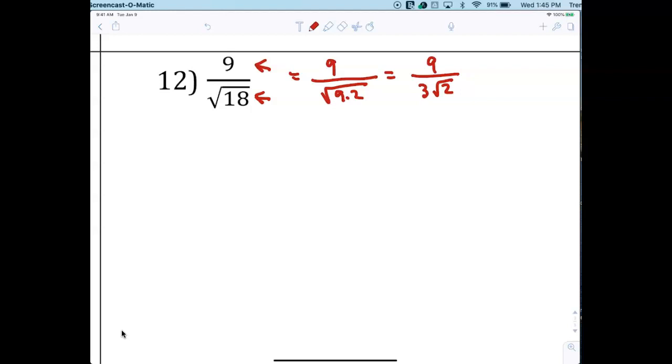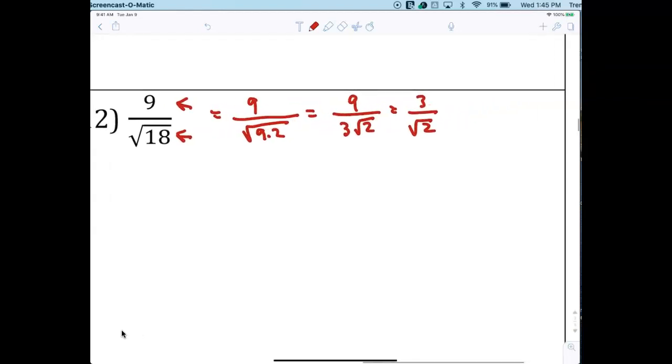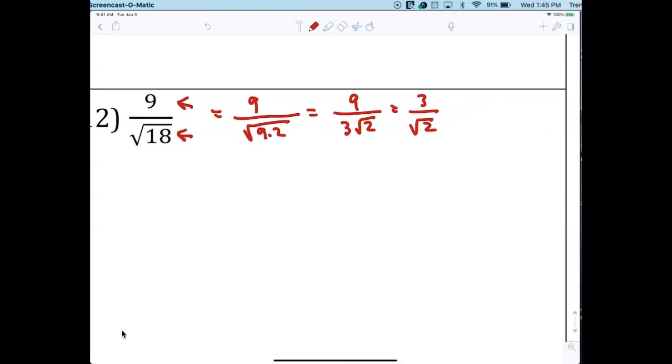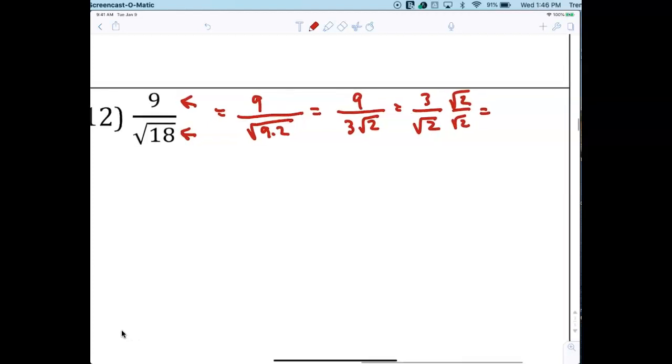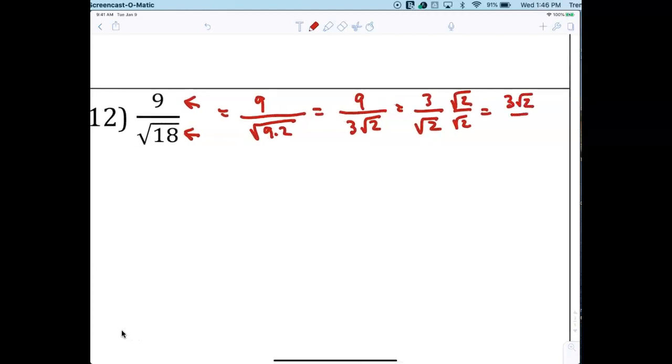Now, why did I do that? Because the problem is now much easier. What can I do with the 9 and the 3 this time? Now I can reduce those. Those are 2 rational numbers. So now this is 3 over radical 2. So now what am I going to do? Multiply by radical 2. So my final answer is 3 radical 2 divided by 2.